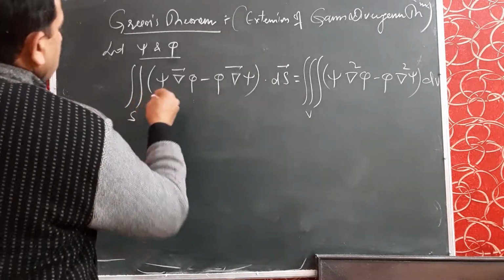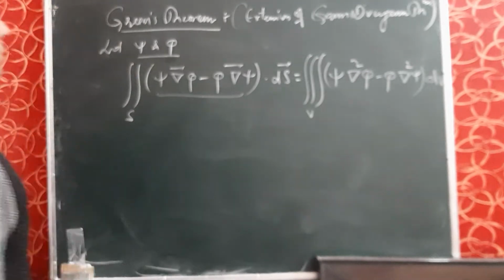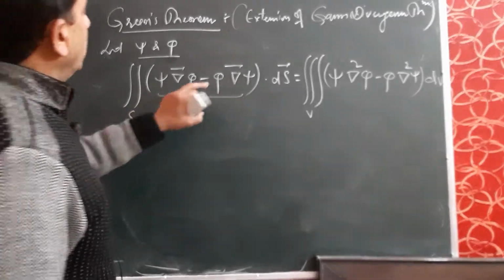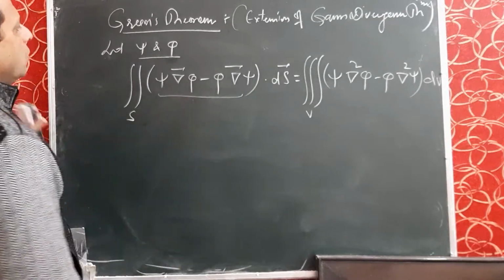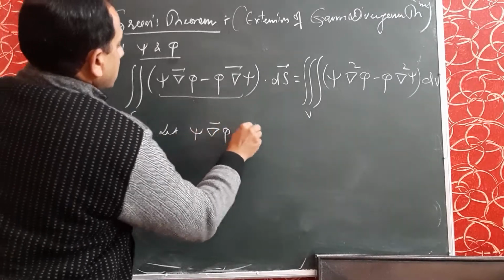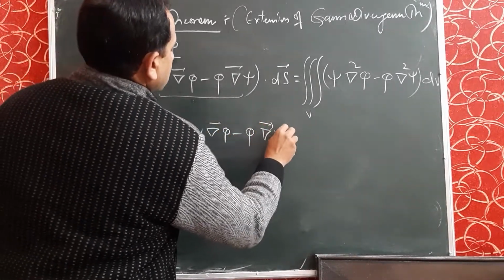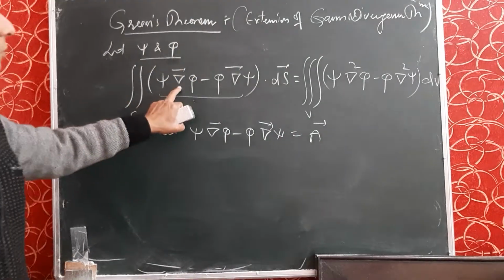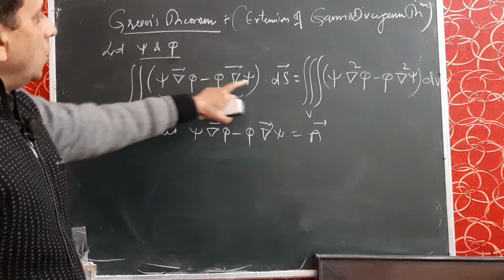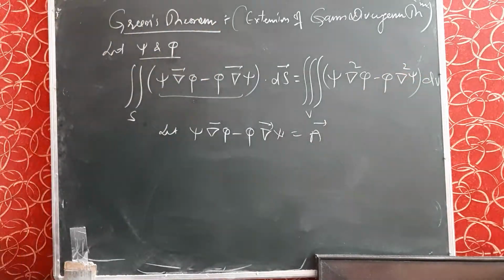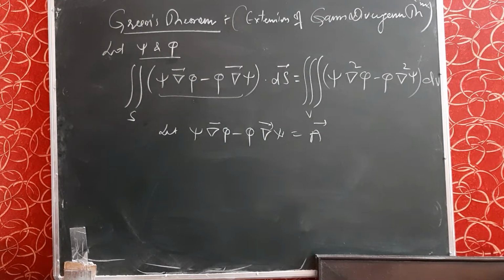Here, let psi del phi minus phi del psi be taken as a vector a. So, it will become the double integral of a dot ds is equal to the triple integral of del dot a dV. So, it is the same as the Gauss divergence theorem.